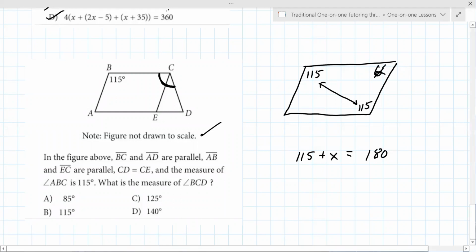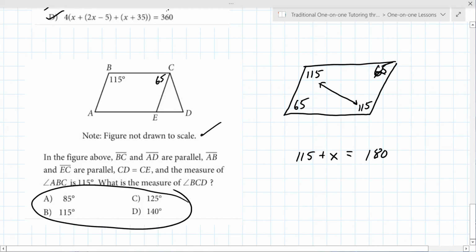So that's 65. What's the other angle down here in the lower left? 65. Okay, so going back to our picture on the left, we want that big angle, but this one's 65. Look at the answers now. It's got to be a little bit bigger than 65, but it can't be too big, right? Which one could it be? I'd say A or B.